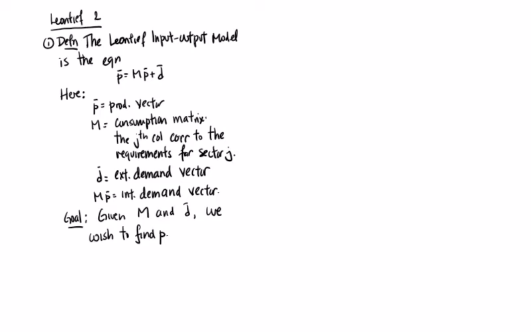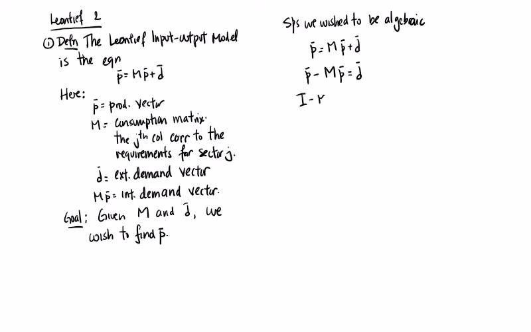But just to begin with, suppose that we wanted to treat this just as an algebraic equation. So suppose we wish to be algebraic about it. All right, so you've got your equation. You say, well, I want to solve for P. So what we'll do is we'll get all the P's on one side. Now we have to keep in mind that we're working with matrices and vectors here, so we have to be a bit careful. When I factor out the P, I have to factor it out on the right, and I have to put an I in for the identity: I minus M times P equals D.